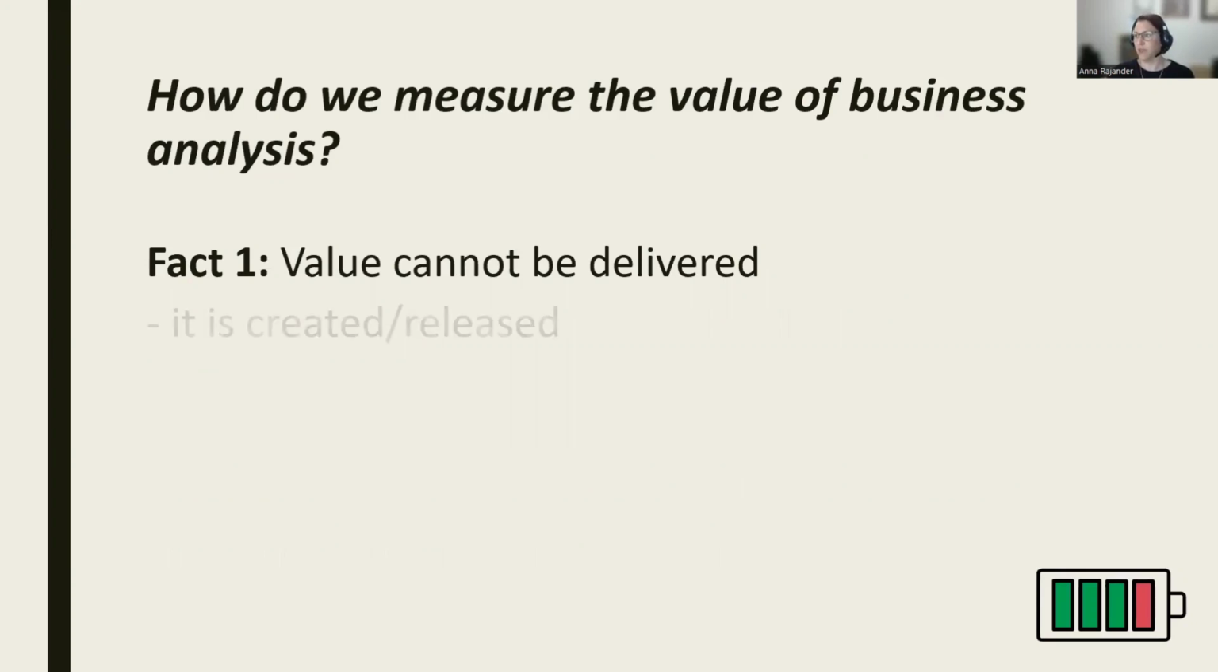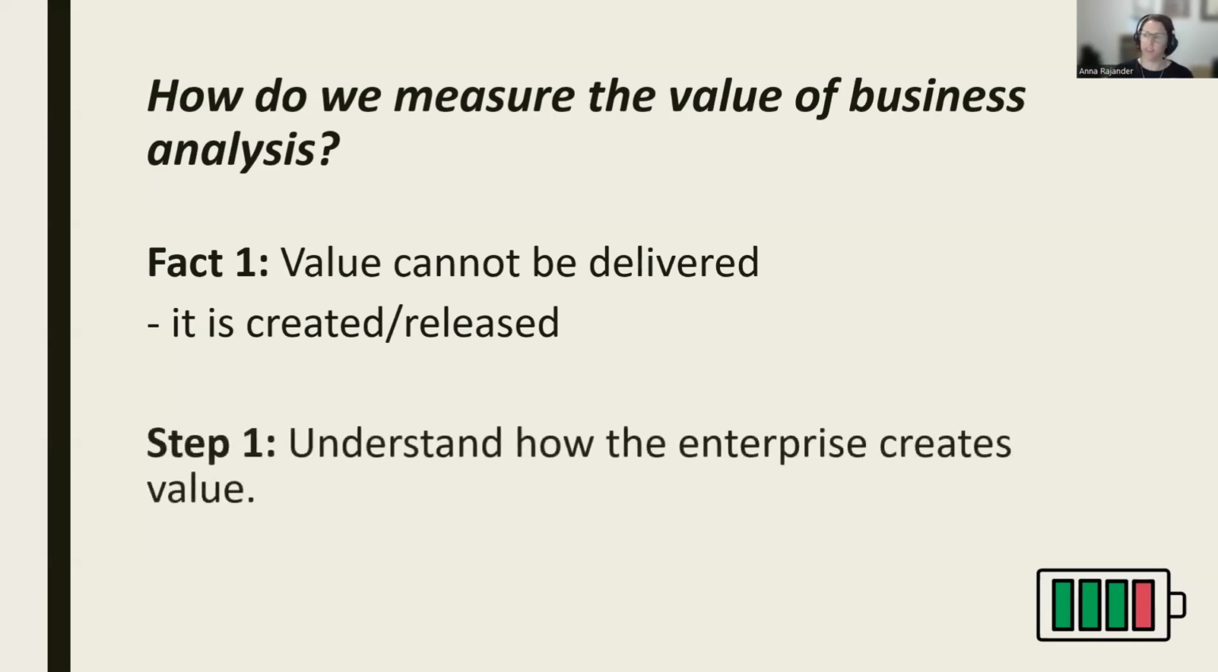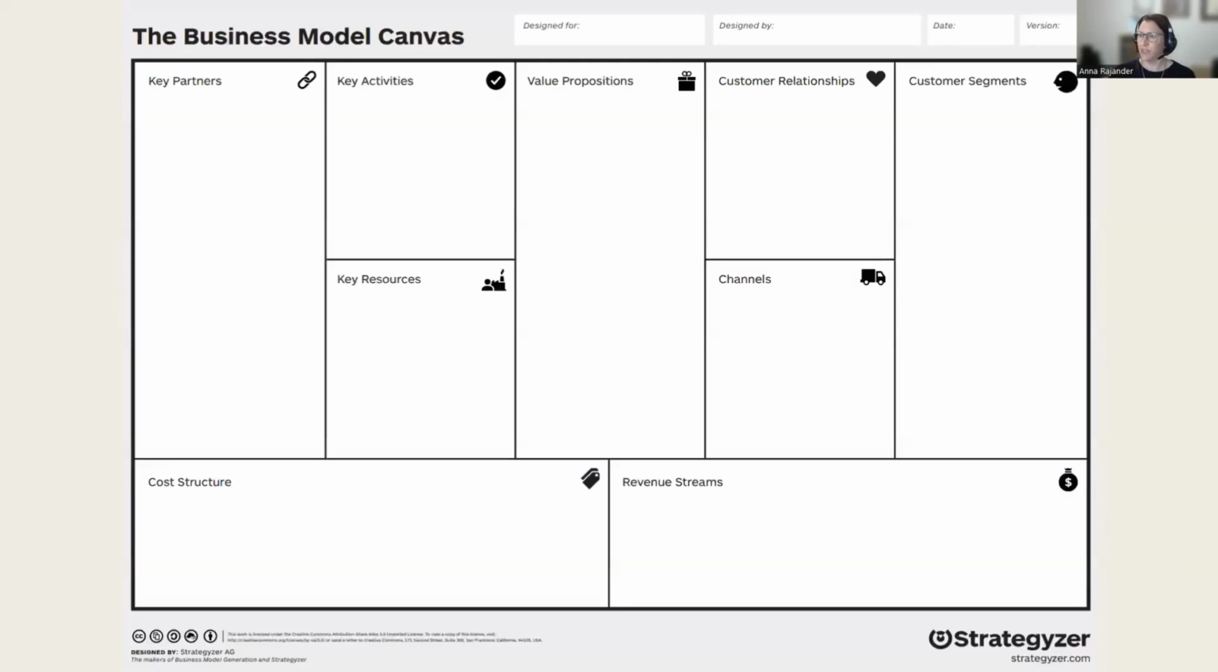So let's start with the first fact. Value cannot be delivered. Rather, value is created, released, or realised through the use of an organisation's products or services. That leads to the first step to measuring the value of business analysis: understanding how the enterprise creates value. In order to do that, we need to understand what the value proposition of the organisation is. What are its services and products? And who are these products and services for? What are the consumers, customers, users of the products and services? Because it is through the consumption of those products and services that business value is created. So far, fairly easy.